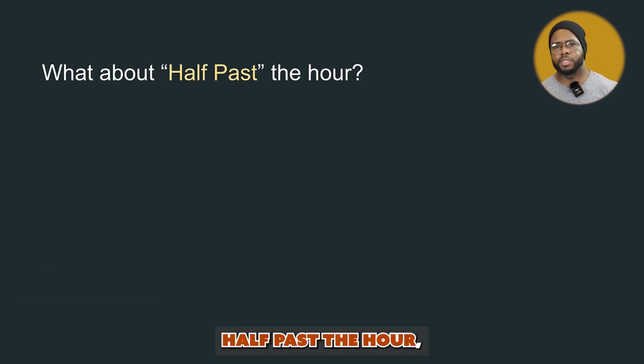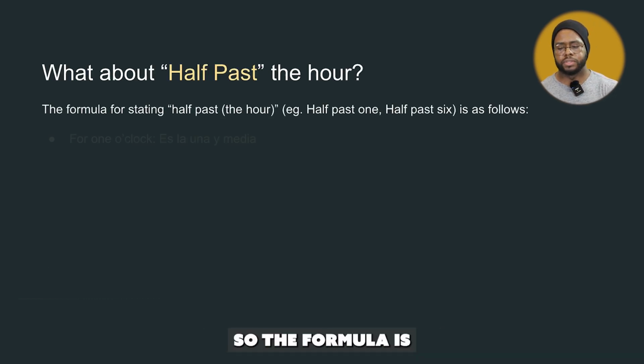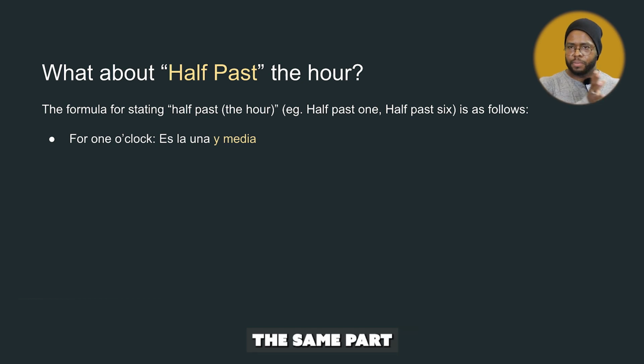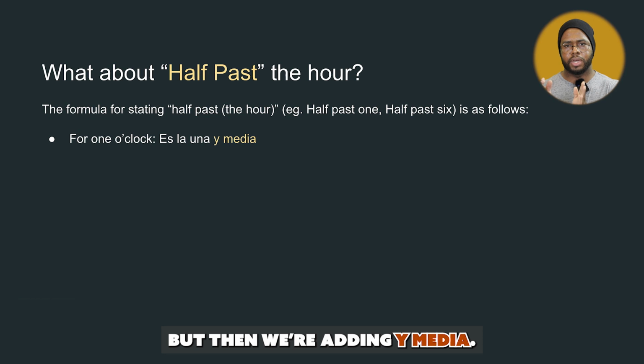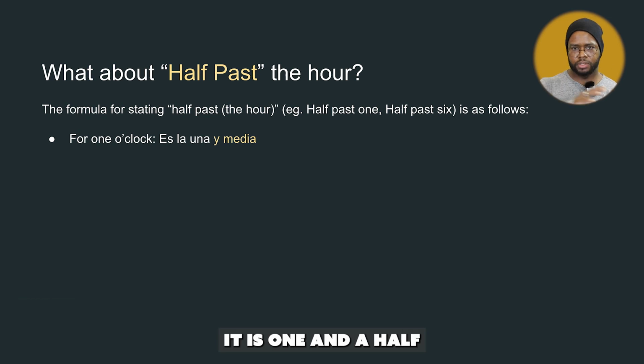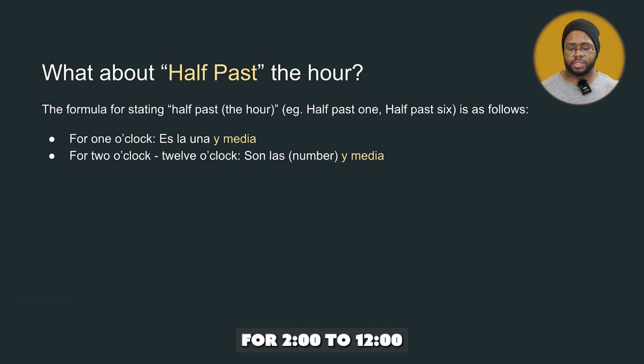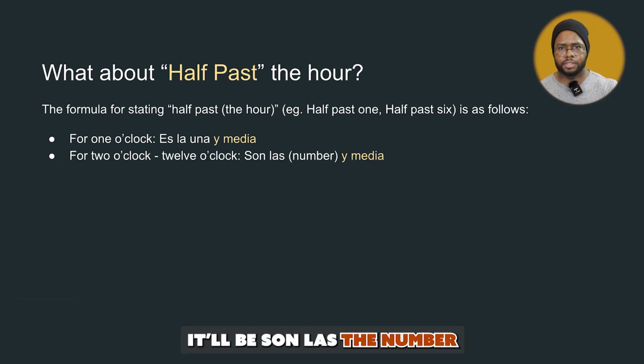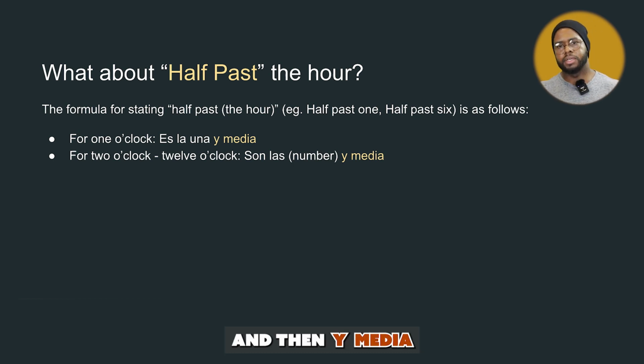But if I want to say half past the hour, how would I say that? So the formula is the same part that we just did, like es la una, but then we're adding y media. Y media is and a half, literally. It is 1 and a half. For 2 o'clock to 12 o'clock, it'll be son las, the number, and then y media, again, and a half.